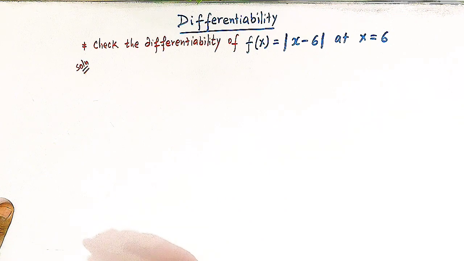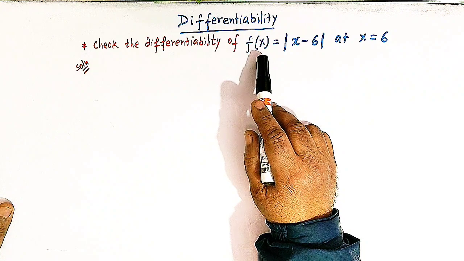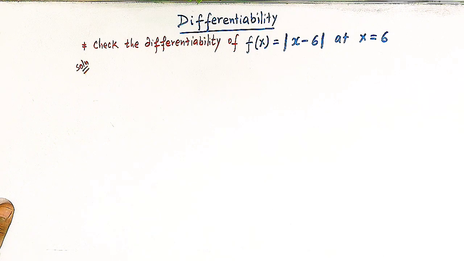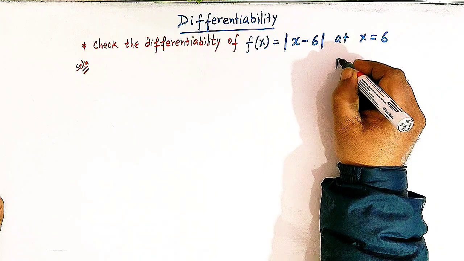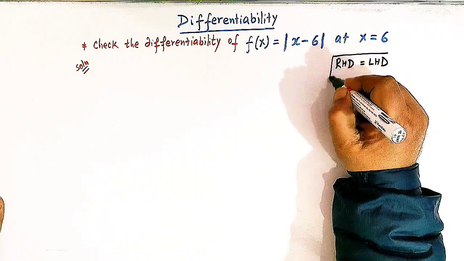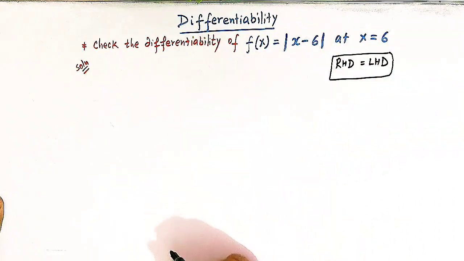So we have to check whether this function f of x is differentiable at this point x is equal to 6 or not. So to check the differentiability of a function at a given point, what we do, we find out the right hand derivative and the left hand derivative, right? So if the right hand derivative is equal to left hand derivative, then we can claim that the function is differentiable at that particular point, right?